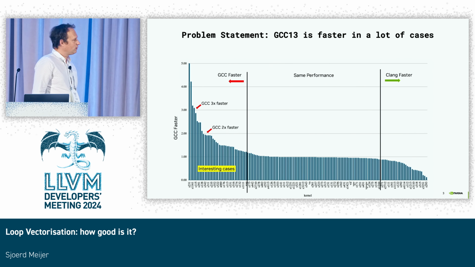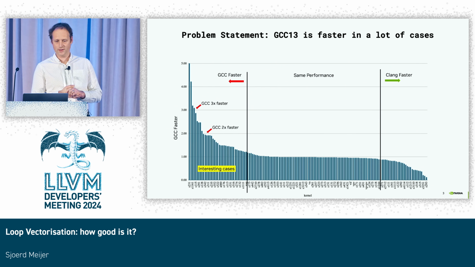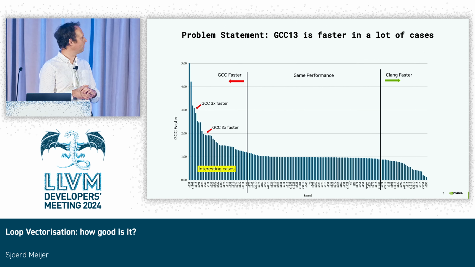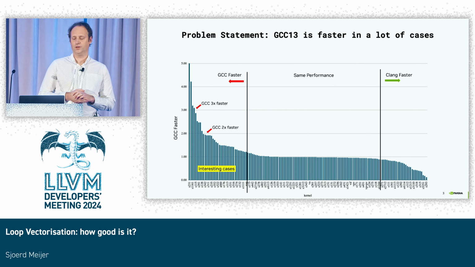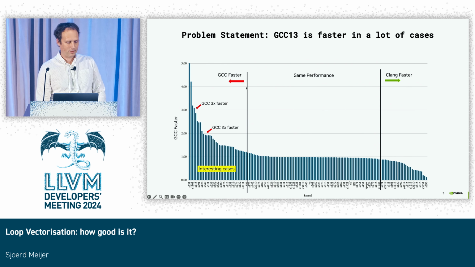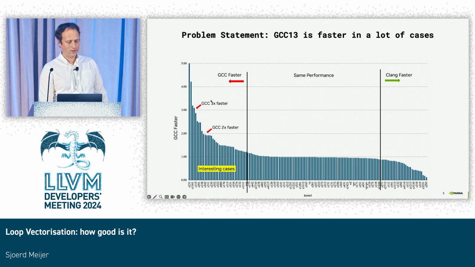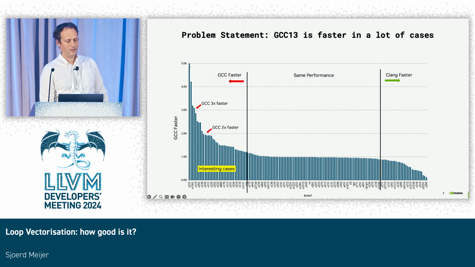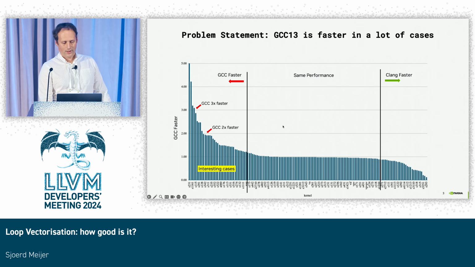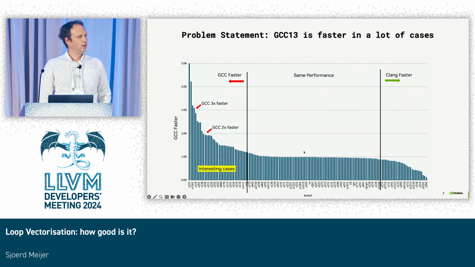So this is the problem statement. We took TSVC and ran this and compared it with GCC13, and this was at the time a recent LLVM trunk version. What you see here on the left-hand side are all the cases where GCC is faster. Here you have cases where GCC is 2x faster, 3x faster, 4x, and there's one that is off the scale faster. We have cases that have the same or similar performance.